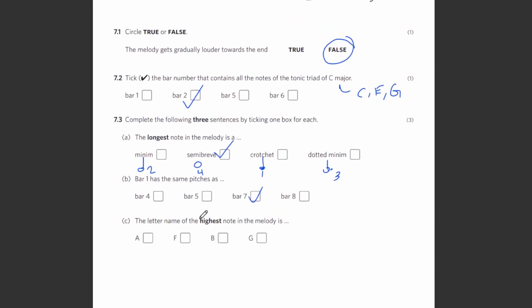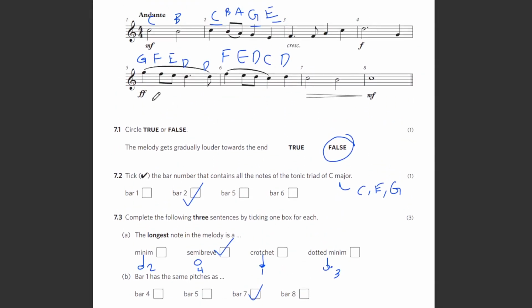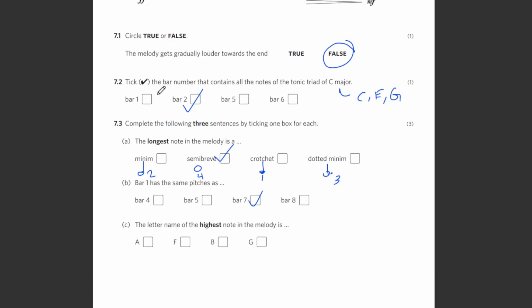The letter name of the highest note of the melody is, so if you want to look for the highest note, you go up. The higher up the music staff, the higher the note. So here, the highest note is C. Anything higher than C? Yes, you have D here. Next, G is higher. This is the highest, G, then F. So the highest note here is G. So the answer for the highest note in the melody is G.